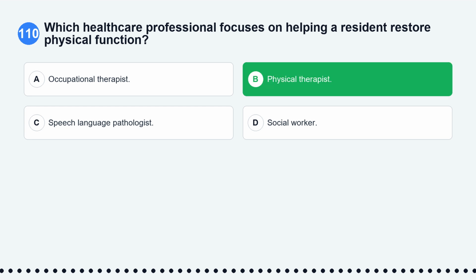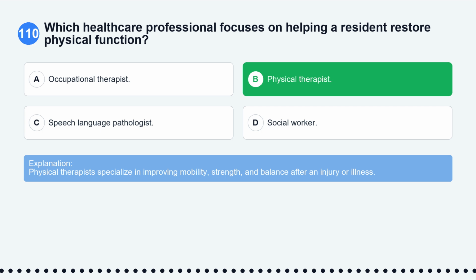The correct answer is option B, physical therapist. Physical therapists specialize in improving mobility, strength, and balance after an injury or illness.